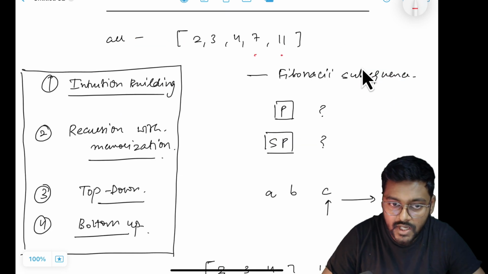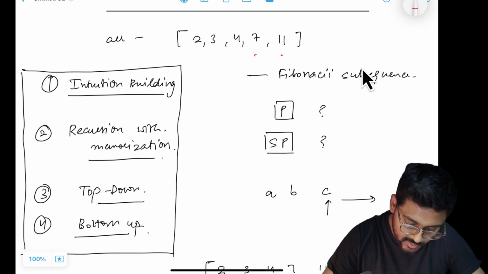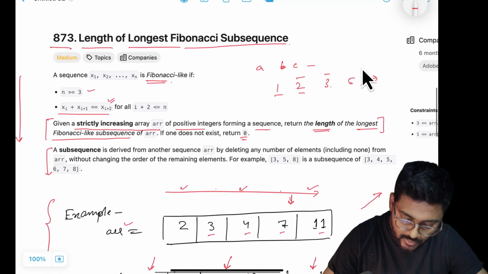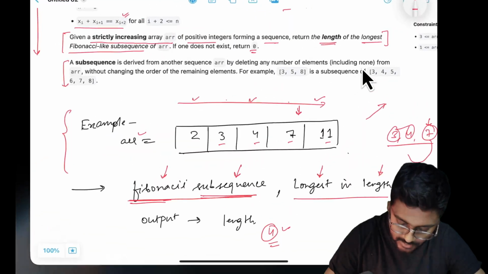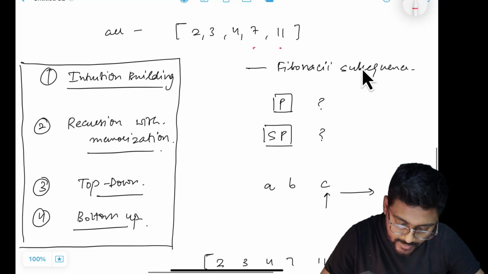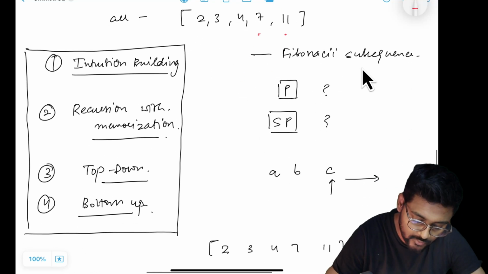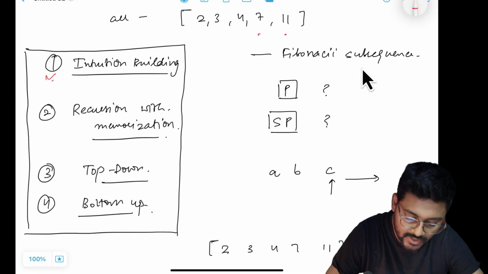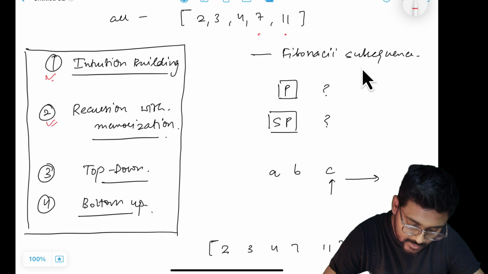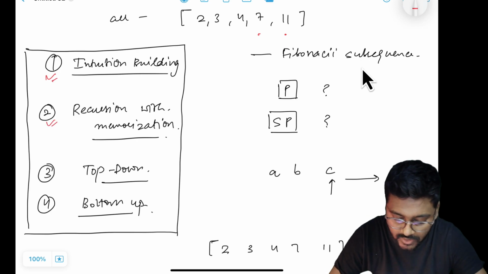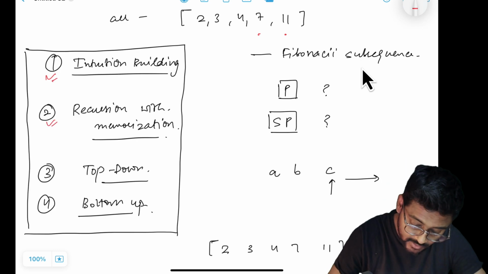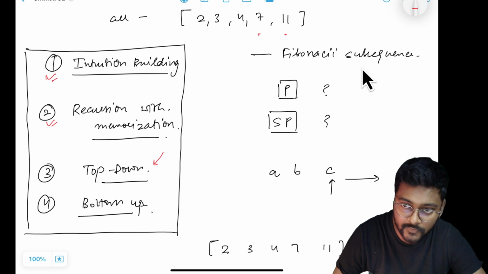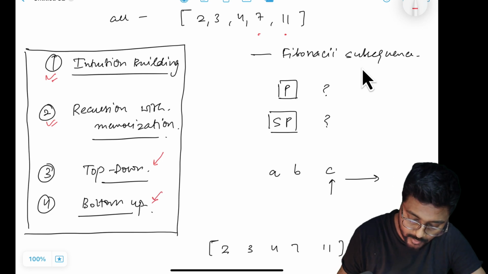Now let's see how we are going to solve this problem. You are already aware that it's a dynamic programming problem. And let me give you some tips: for every dynamic programming problem, we have to follow these 4 steps. Firstly, we have to build the intuition. Secondly, we should be able to think of recursion with memoization. Third is implementing the top-down approach. Fourth is implementing the bottom-up approach.